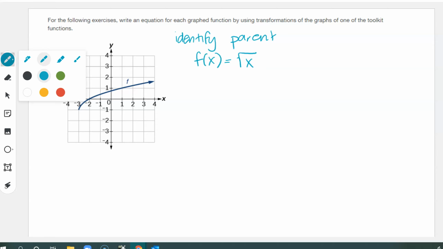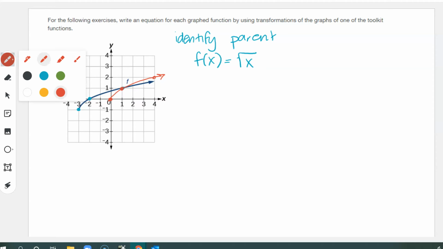We could make a table if we wanted to, looking at some of these points, right? We can see -1, -3, -2, 0, 1, 1. So you do have points if you like the table. But we're just going to look and see what happened. Our typical square root graph does this.